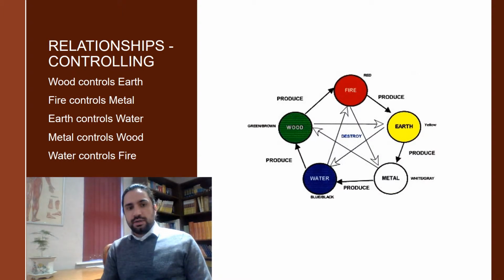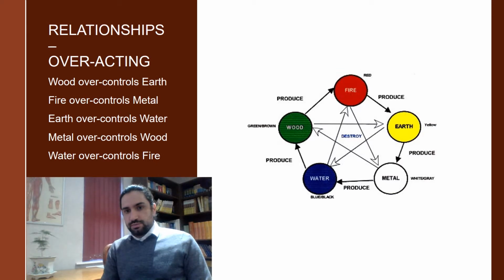So, in contrast with the idea of generation, which is an increase, where one increases the function of the other, the relationship of controlling is where one element decreases the function of the other. So we can look at wood controlling earth. Within this relationship, we can imagine strong roots being able to hold the earth in place and not allow any movement, such as a landslide, for example.